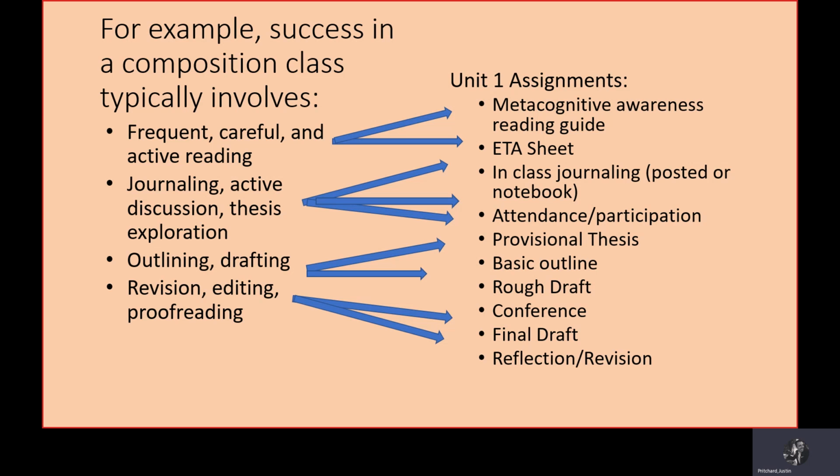Whereas in this model, because each of these things is a requirement of the contract, they need to go through the process of doing those Unit 1 assignments. They need to do the metacognitive awareness reading guide to make sure that they're reading carefully and fluently. They need to do an ETA sheet, which is explaining, taking a stand, and applying ideas from that reading. They need to journal in class and post those journals and discuss those ideas in class. They need to be there and participate in discussions around the reading and around the ideas that they're writing on. They need to draft a provisional thesis, create a basic outline, draft, conference. Right? All of those things become necessary components of the contract.